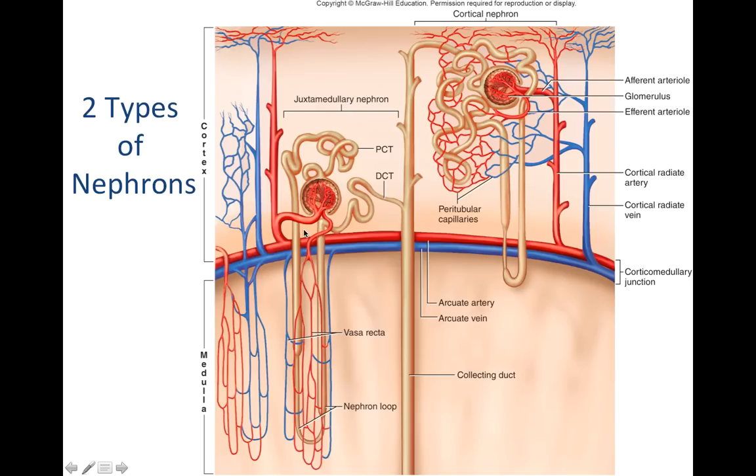Also, the type of blood capillary that you see with juxtamedullary nephrons are these vasa recta right here. These are the types of capillaries you see associated with the nephron loop compared to peritubular capillaries, which are associated more with the proximal and distal convoluted tubule of cortical nephrons. So we're going to focus on these guys, the juxtamedullary nephrons with the vasa recta and this very long nephron loop that extends very deeply into the medulla.